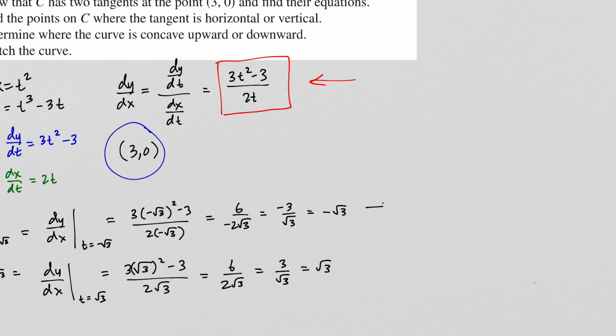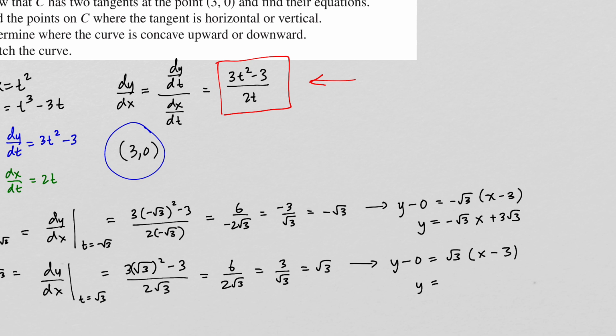So the equation of the first tangent line will be y minus 0 is equal to negative radical 3 times (x minus 3). And the second tangent line is going to be y minus 0 equals positive radical 3 times (x minus 3). The first equation simplifies to y equals negative radical 3 x plus 3 radical 3. And the second one simplifies to y equals radical 3 x minus 3 radical 3. And so there are the equations of the two tangent lines.